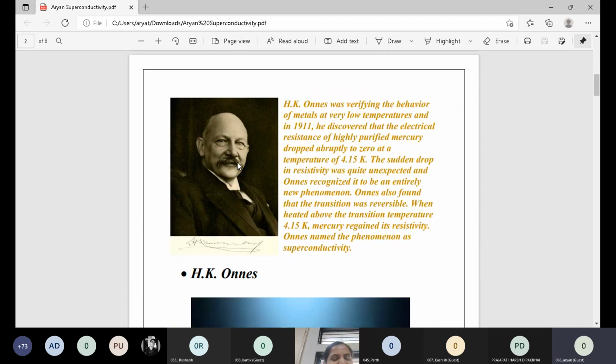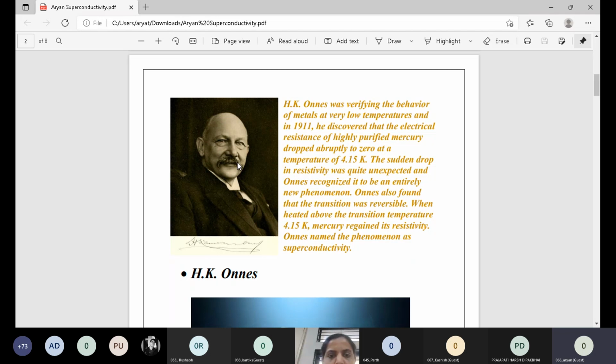Friends, here you can see a picture of an old man. He is H.K. Onnes. H.K. Onnes was the first person who discovered superconductivity. How did he discover it? One day in 1911, H.K. Onnes was doing a practical in which he put a piece of mercury, which is highly resistive, in liquid helium. Liquid helium is at a temperature of 4.15 Kelvin. By putting the piece in the liquid helium, H.K. Onnes noted that the resistance of mercury went to zero.